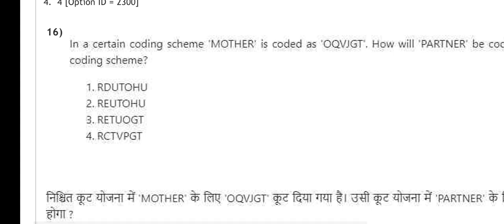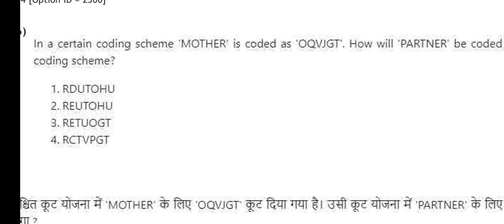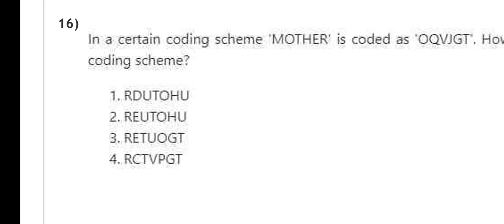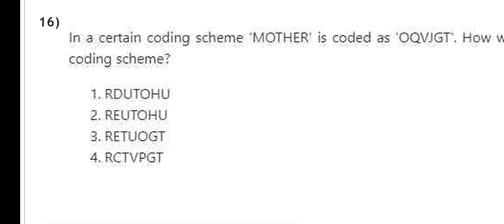Next question says, in a certain coding scheme, MOTHER is coded as OQVJGT. How will PARTNER be coded in the same coding scheme? So here you have to use a little trick, or you have to have a little bit of knowledge about reasoning, then it will be easy for you. So these are the options for you: RDUTOHU, REUTOHU, RETUGOGT, RCTVPGT. So number 4 will be correct, RCTVPGT.